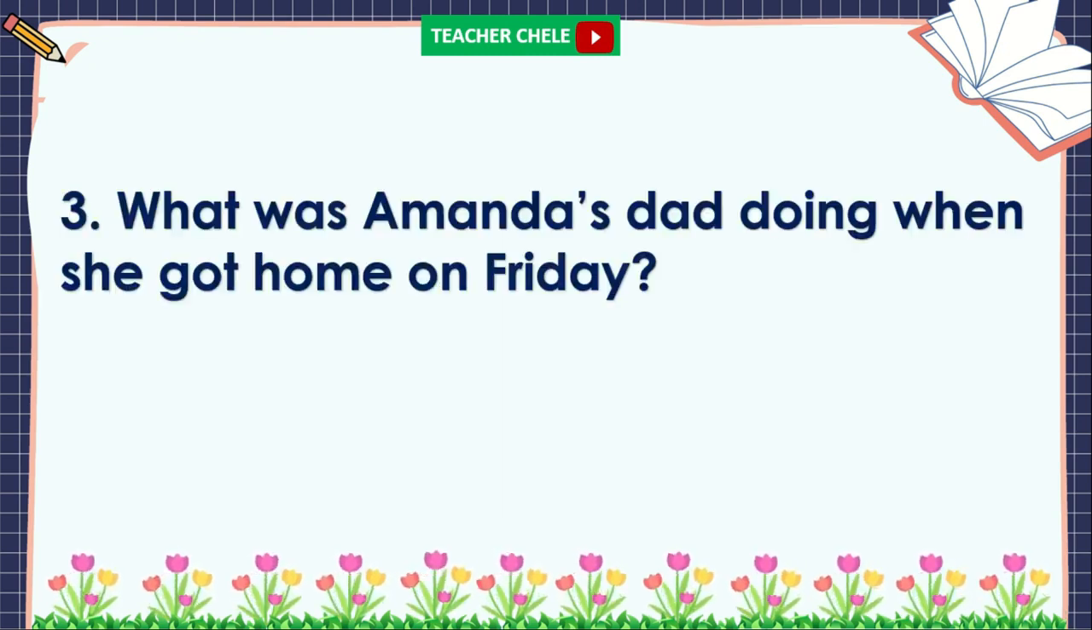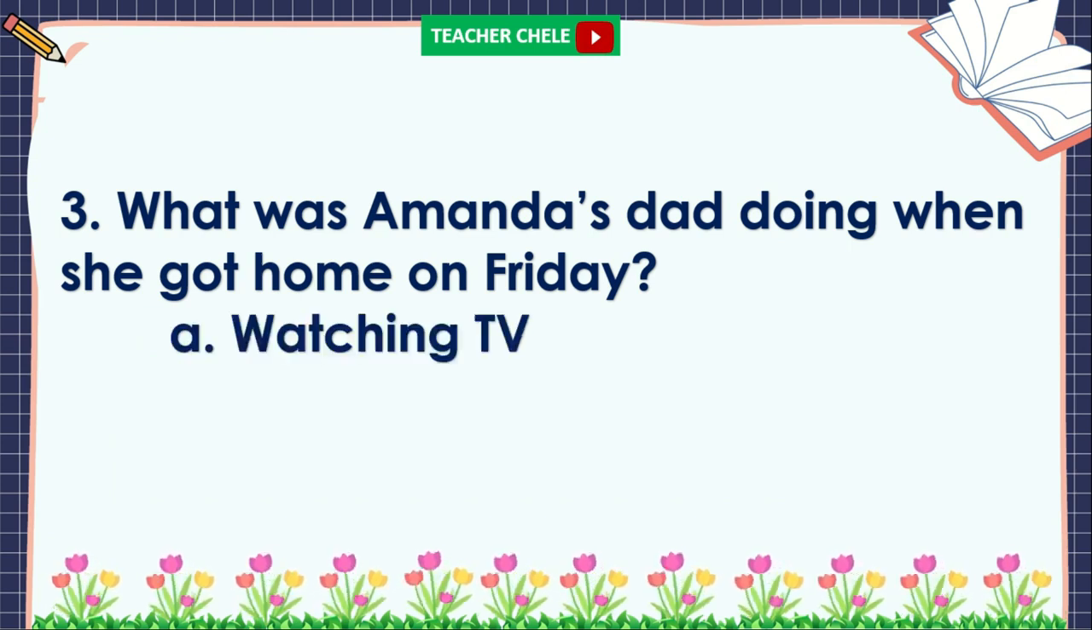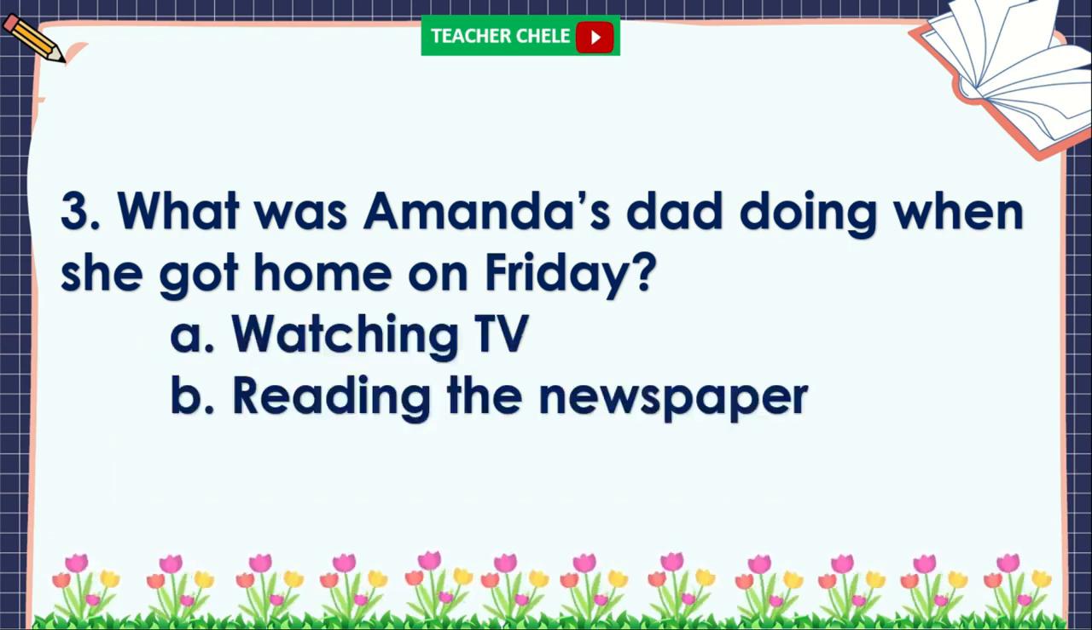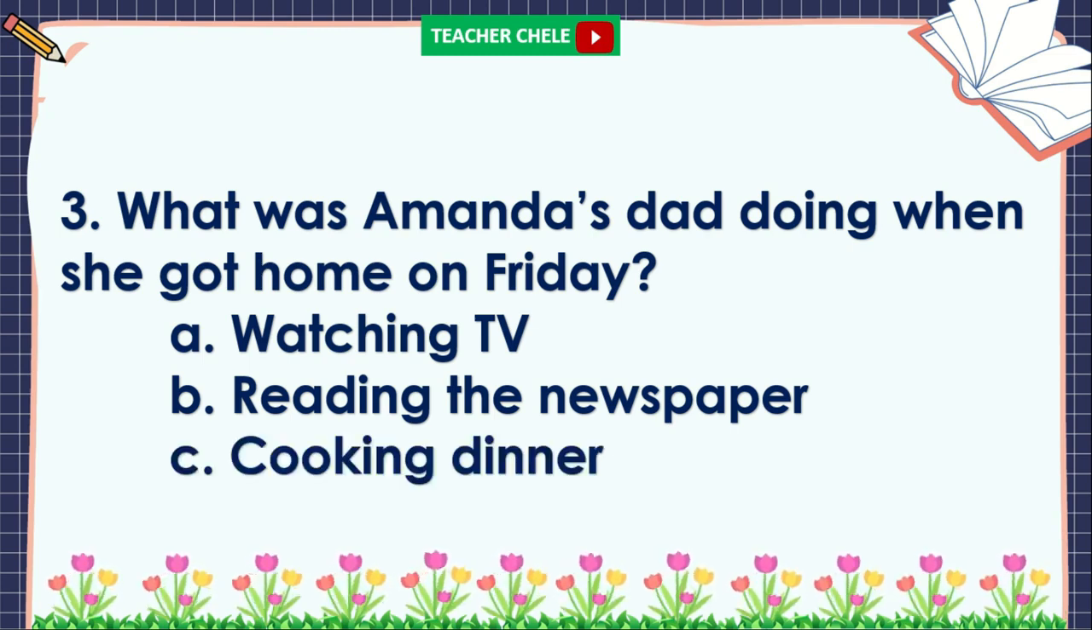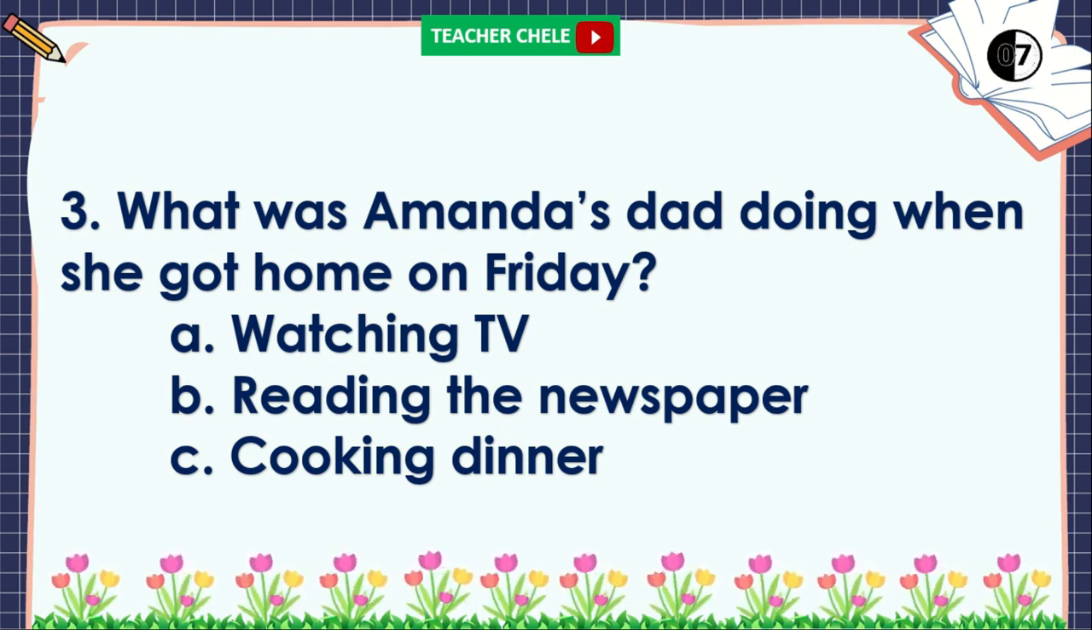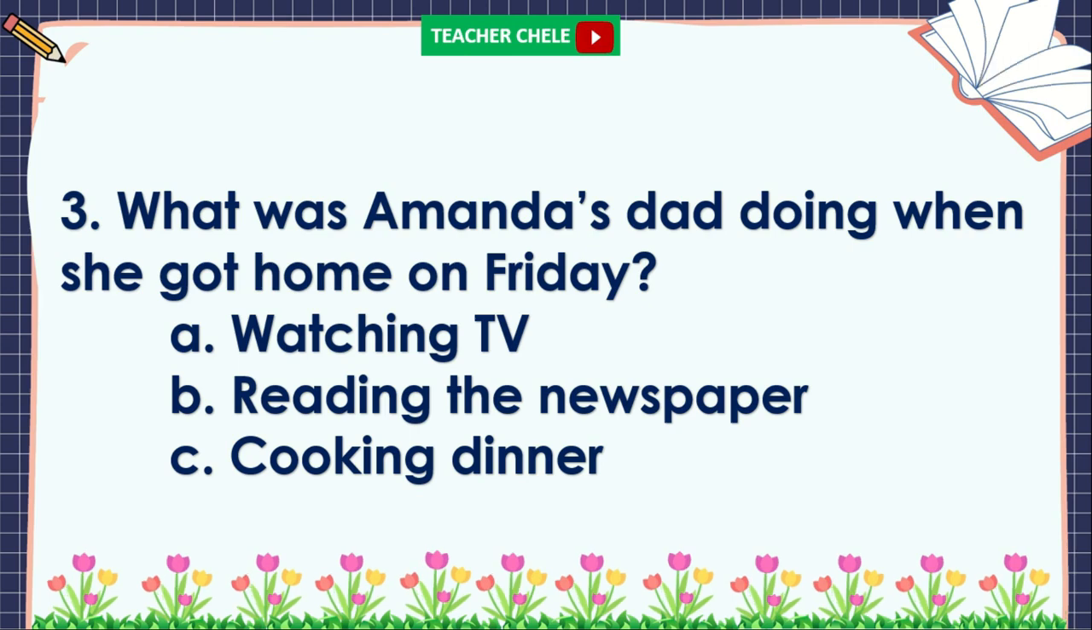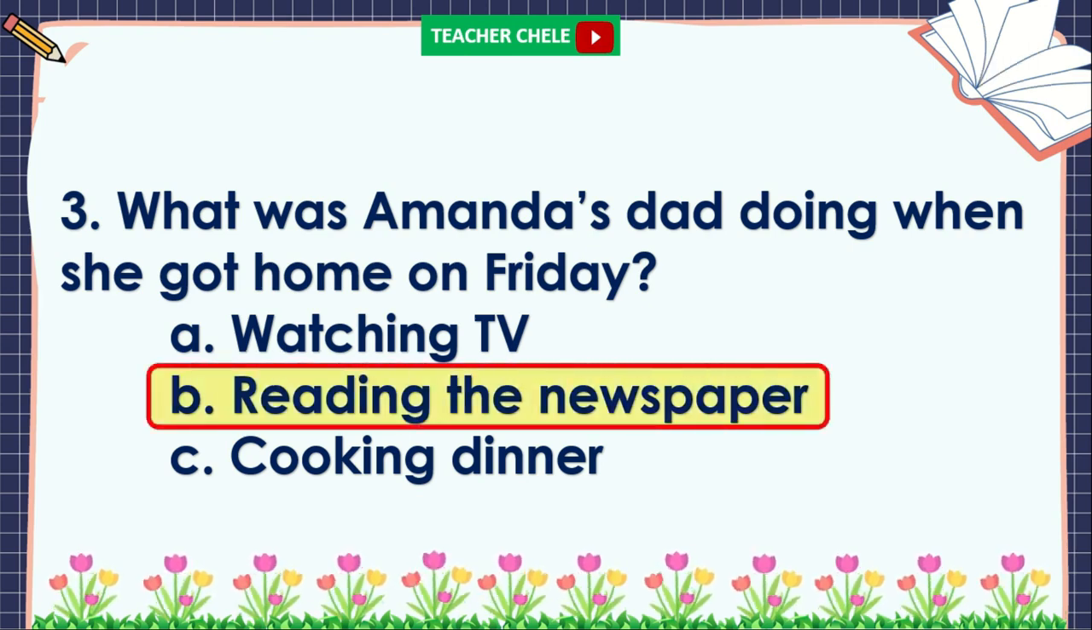Number 3. What was Amanda's dad doing when she got home on Friday? A. Watching TV. B. Reading the newspaper. C. Cooking dinner. You're right. The correct answer is letter B, reading the newspaper.